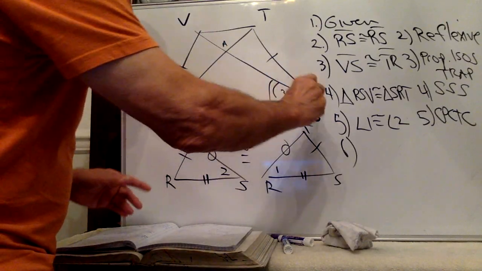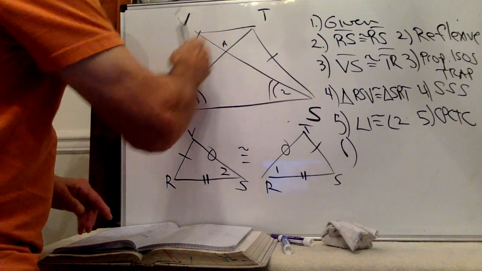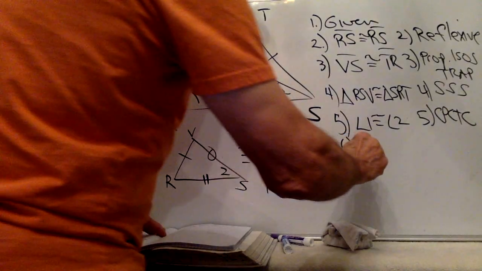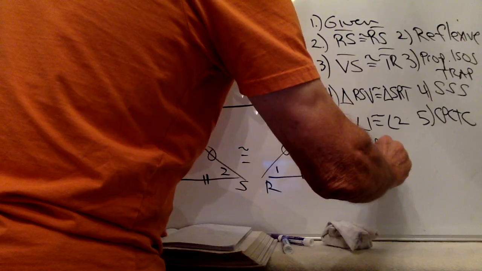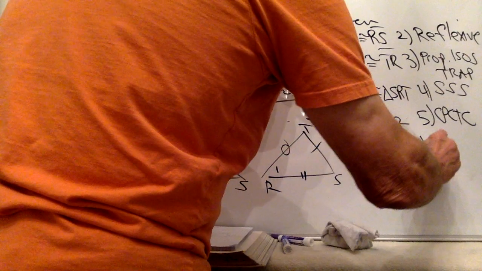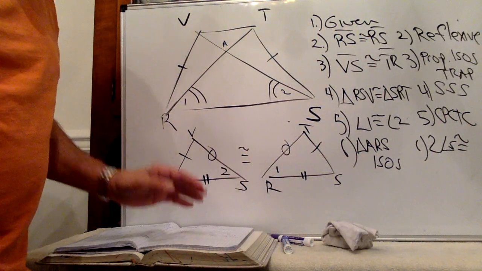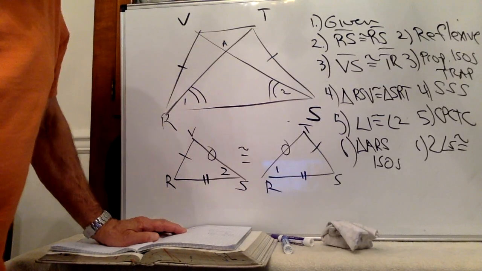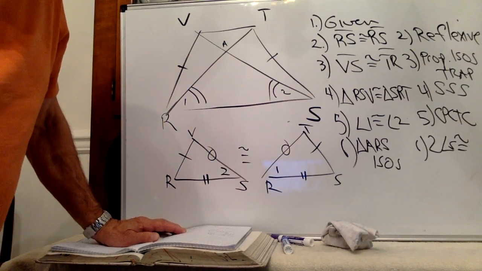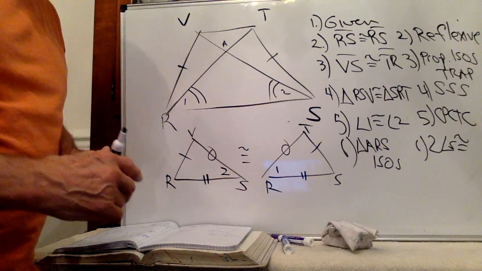If angle 1 is congruent to angle 2, that means this little triangle, the bottom triangle, forget all this other stuff, triangle SRS is isosceles. Two angles congruent. To get a triangle isosceles, you would have to have either two angles or two sides congruent. I got two angles congruent. And bada boom, bada bing.